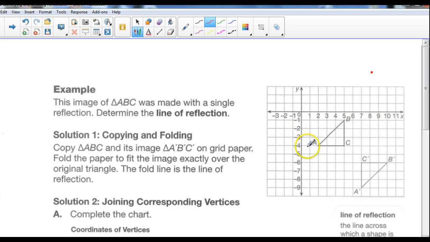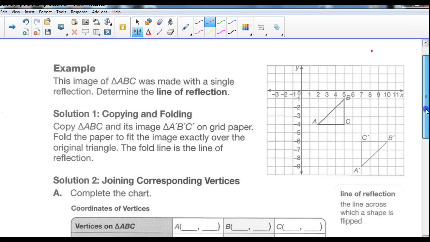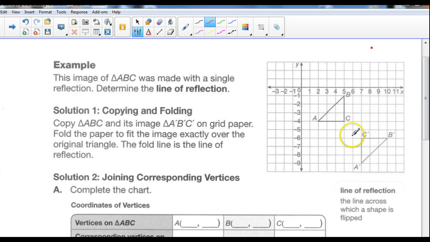bottom corner here. It hasn't reflected across the x-axis. It hasn't reflected across the y-axis. Okay, so that's going to change things up a bit. It's reflected inside this quadrant right here of the grid. So let's determine the line of reflection.